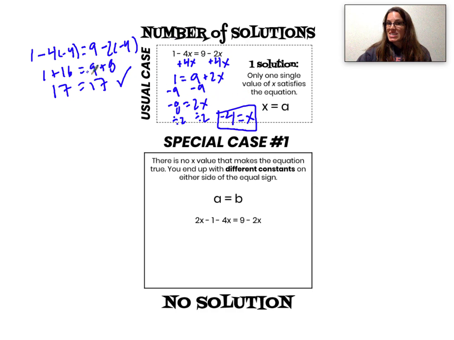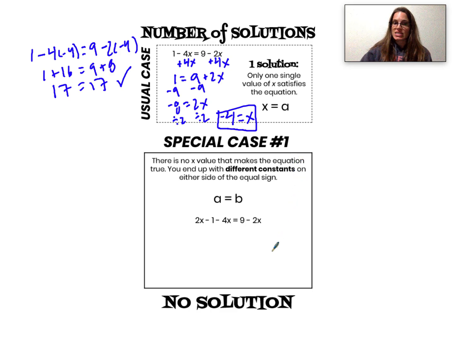If I perform the same process and use any other value of x, I will not get a true statement. If I plug in 1 for x, or 5 for x, or 37 for x, or negative 105 for x, none of those will give me a true statement. In the usual case, I have one single value of x that makes the equation true. There are some special cases.